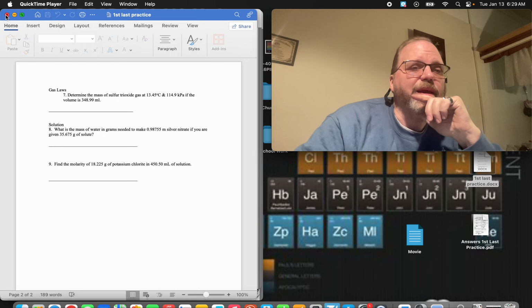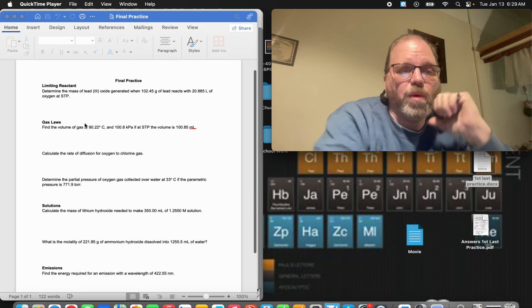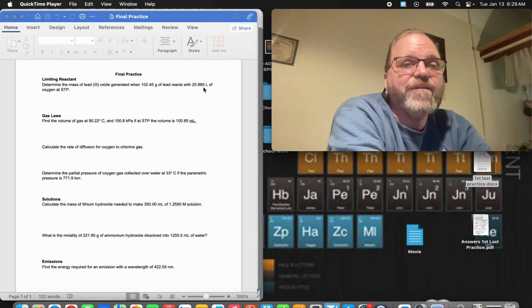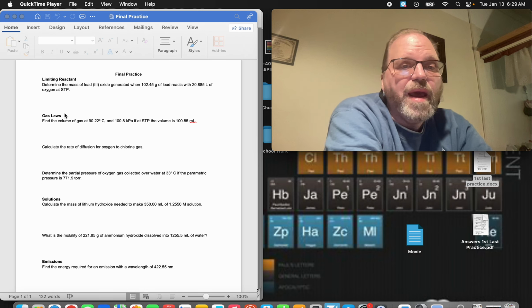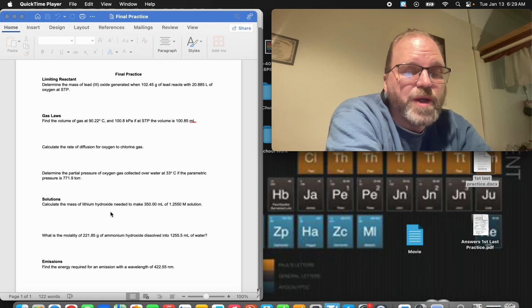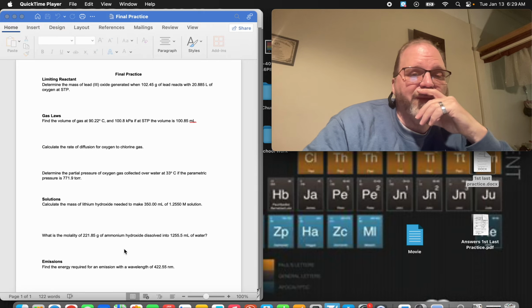And here's the second practice. It's only 1 page. Limiting reactant, determine the mass of lead 3 oxide if we have 102 grams of lead and 20.885 liters of oxygen, STP. The next one, find the volume of 90.22. So combined gas law. We're doing diffusion again, and then partial pressure. Solutions, I'm asking for concentrations, and there's an emission problem.